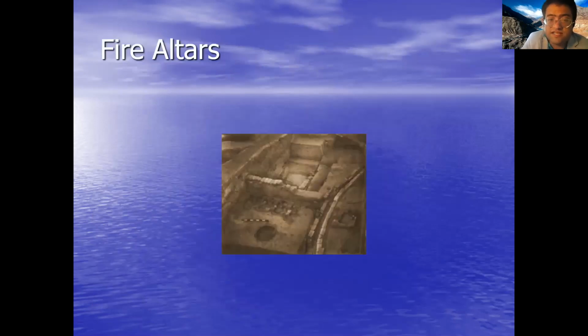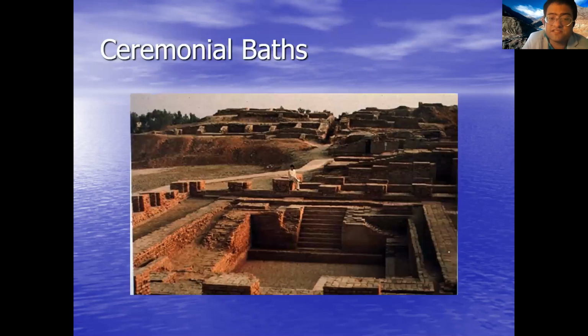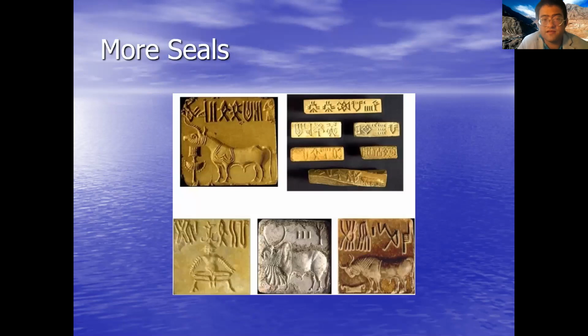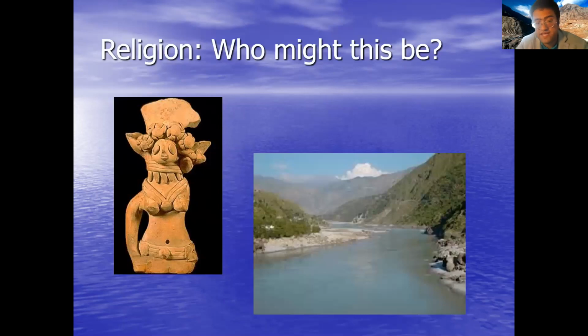Fire altars, and this would indicate sacrifice. Ceremonial baths, this could have been just for hygiene, but bathing in many religions is a way of purification. And we have just lots and lots of interesting seals. And let's take a look at this next seal. Well, this next image, what do you think we see here? Take a second.